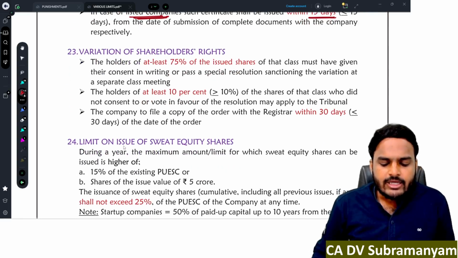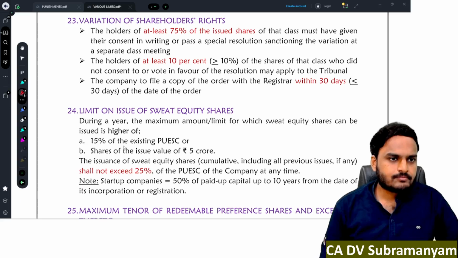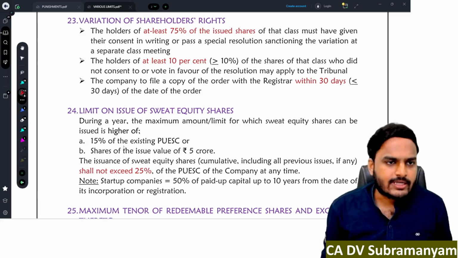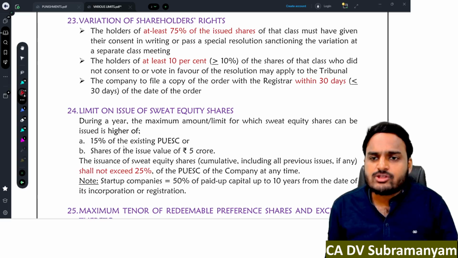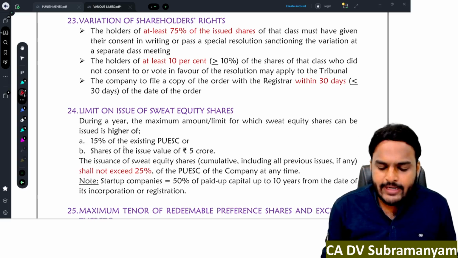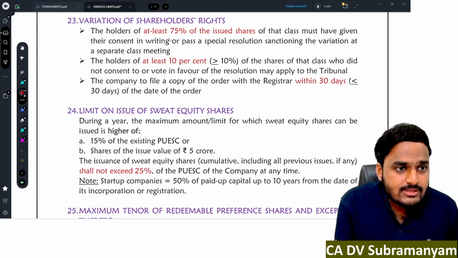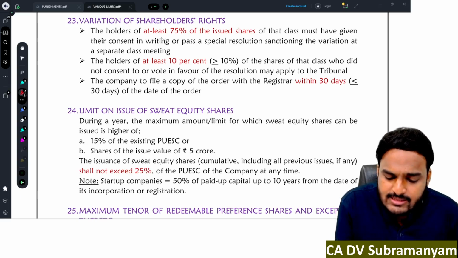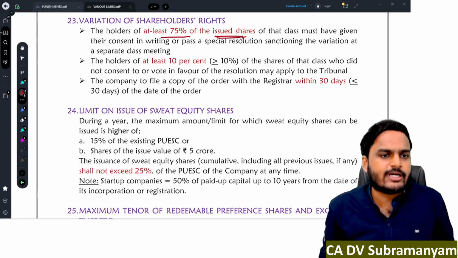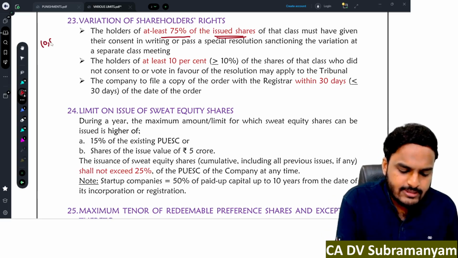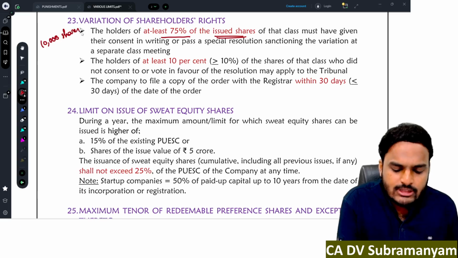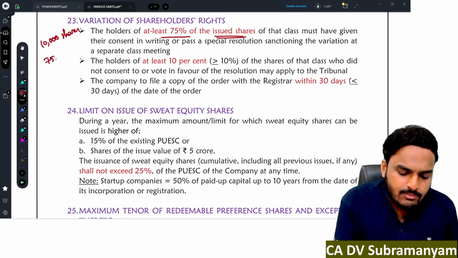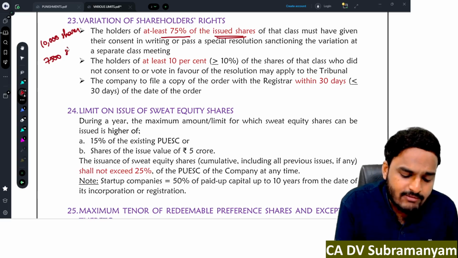Next one, variation of shareholders' rights. For changing the rights of shareholders, the company has to obtain the consent of members or holders of at least 75% of issued shares. Suppose 10,000 shares are there in a company. 75% means holders of 7,500 shares.